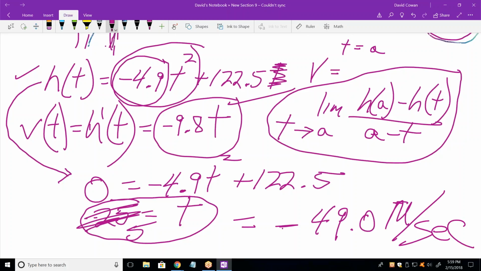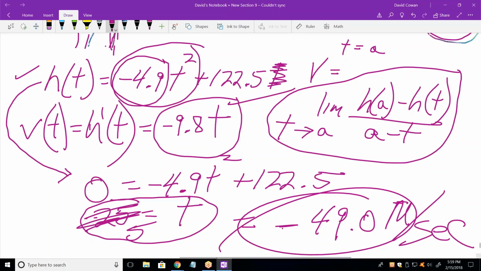Now, why is it minus? Because it's going down, right? Exactly. If it was going up, it would be plus. In other words, when you're talking about velocity, velocity is a vector. There's a difference between velocity and speed. The speed as it hits the ground is 49 meters per second, but the velocity has to have direction on there also. And it's going in a downward direction, so it's negative.